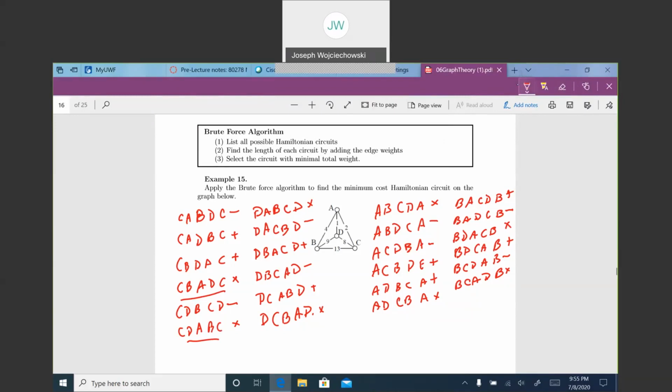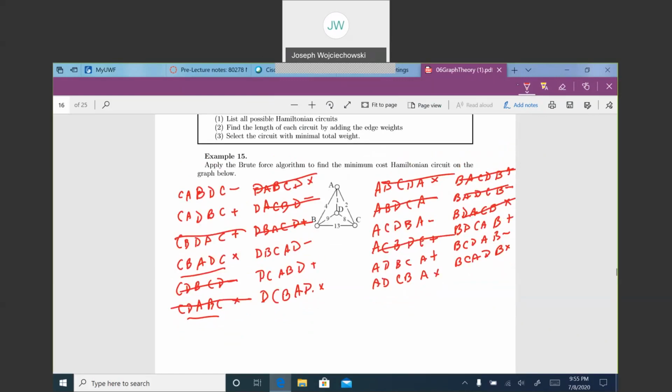So we can immediately count out half of our things. 1, 2, 3. 1, 2, 3. Now we have 12. And keep in mind, this is only 4 vertices. So brute force would be go through here and calculate all of these. I'm not going to calculate all of them. Let's just look at the A's here.